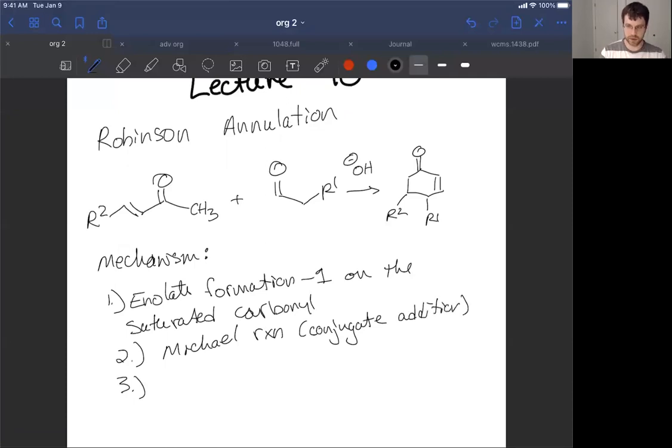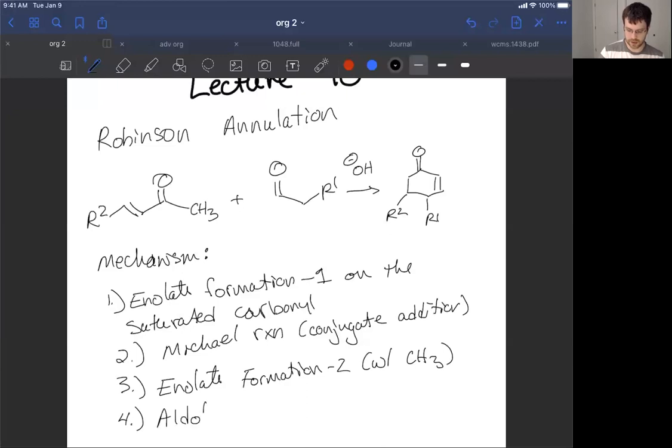Then step 3, we're going to have a second enolate formation. And this is going to be with the CH3. So the CH3 that I highlighted in the original structures is going to get involved at this stage of the game. And then number 4, we're going to do a last aldol condensation to form the product. So if you look, it's really kind of a Michael reaction then an aldol condensation, with something going on with enolate formations along the way.